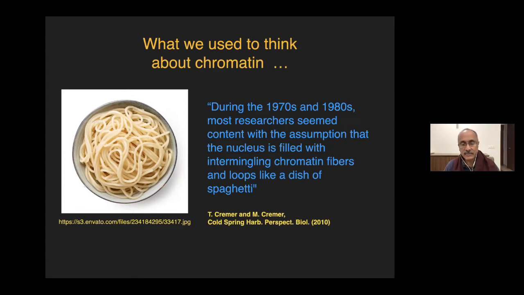Here's a quote from a nice review article by Kremer and Kremer, who say, during the 1970s and the 1980s, most researchers seemed content with the assumption that the nucleus is filled with intermingling chromatin fibers and loops like a dish of spaghetti. So that's a dish of spaghetti to the left, the old picture that I showed you. That's what we used to think about chromatin. And of course, things have changed since then.